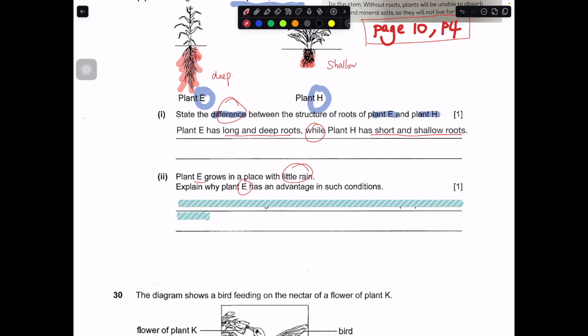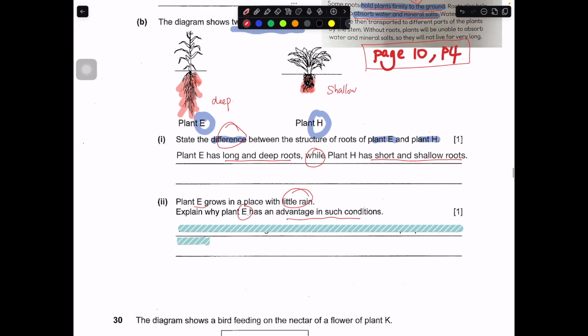Explain why E has an advantage in such conditions. Usually in places with little rain, the top surface will be very dry. Most of the water will be found underneath the ground. So it will be more advantageous for plant E, because for plant H the roots are very shallow. It cannot reach the deeper part of the ground to absorb the water. But plant E can. It is able to reach the deeper part of the ground to absorb the water.